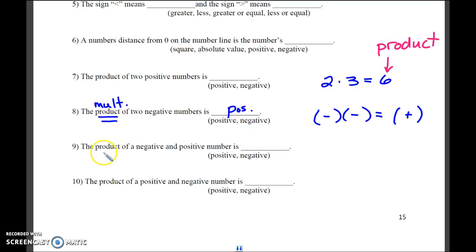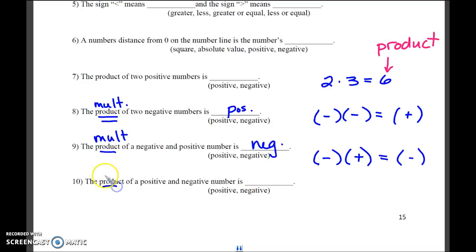Okay, the product means the answer to a multiplication problem of a negative and a positive number. If I take a negative times a positive, my answer is going to be what? Yeah, it's negative. And the product of a positive and a negative number gives me what kind of answer? Yeah, it's negative.